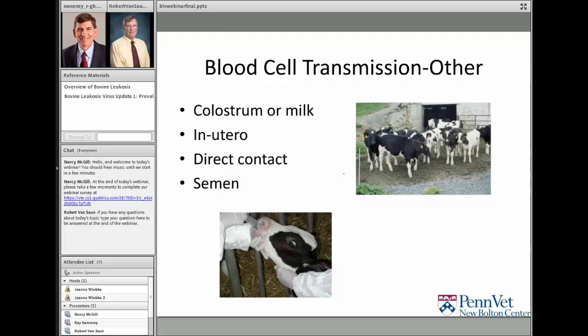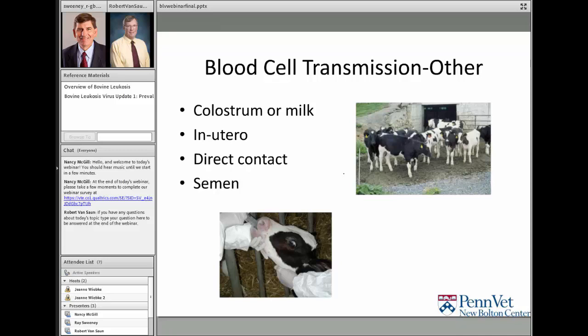And then there are some other, probably less common ways that uninfected animals can be exposed to white blood cells from infected animals. We know that cows that have the BLV infection do excrete the virus in their colostrum and in their milk. So calves that drink that colostrum or milk could potentially become infected. It's not as common as the other means, but it is potential. And of course, the fact that the virus is in milk is also a concern now for the human aspect that I mentioned earlier.